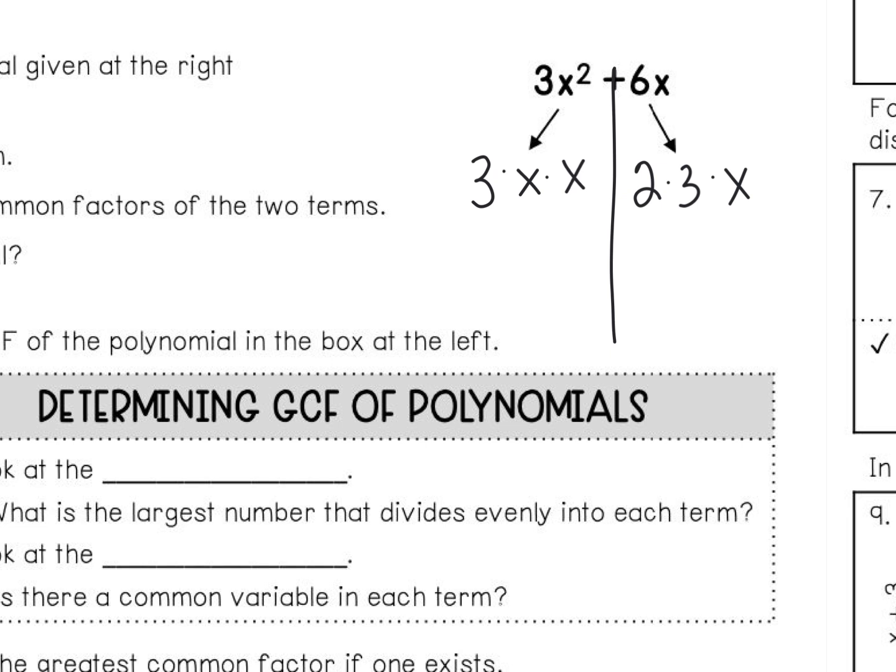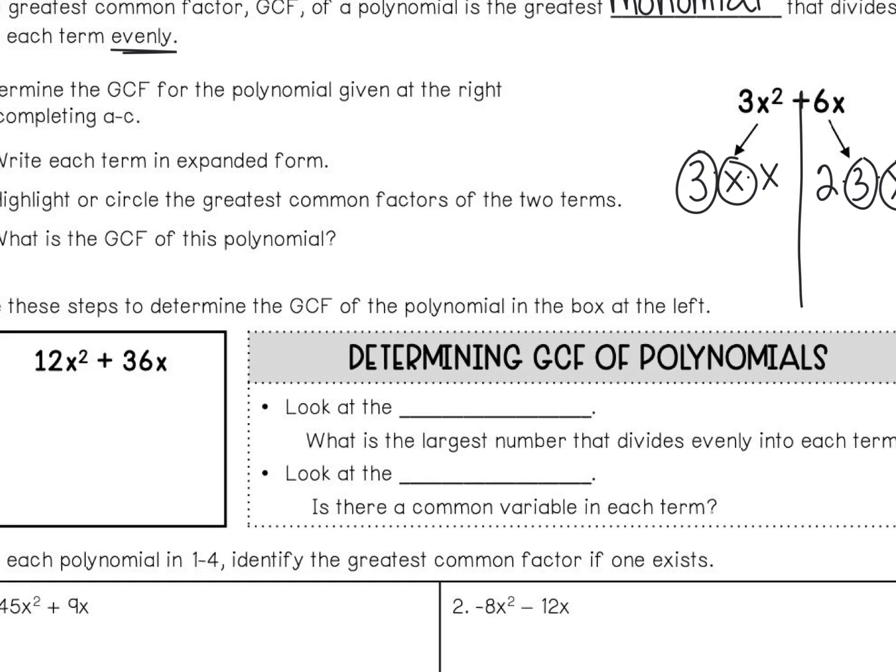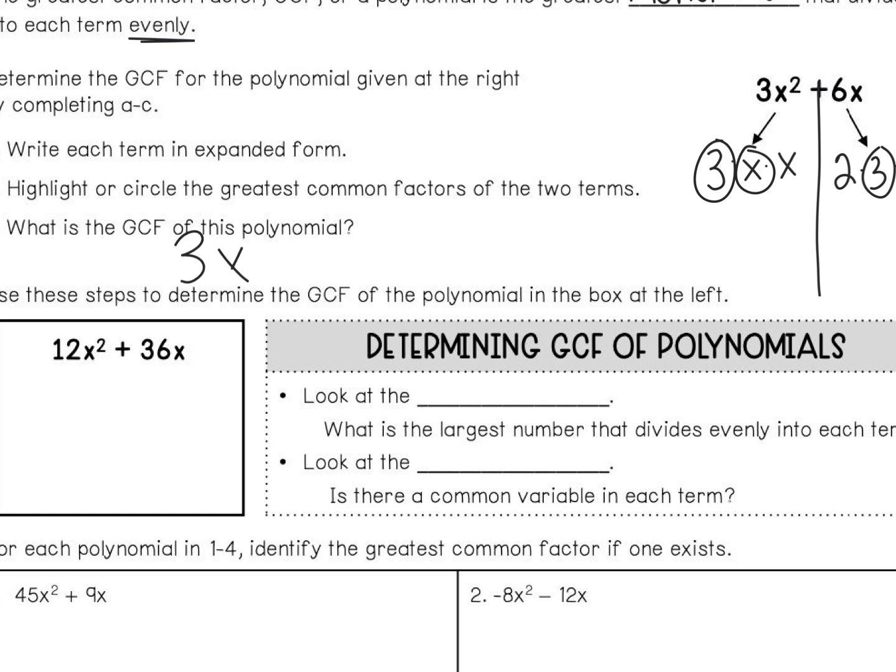So what does each side have in common? 3 and an x. So a GCF can be a number, it can be a letter, or it can be a combination of it. So what was our GCF for this? 3x. Okay? It doesn't always have to be a combination. It could just be one or the other. All right.